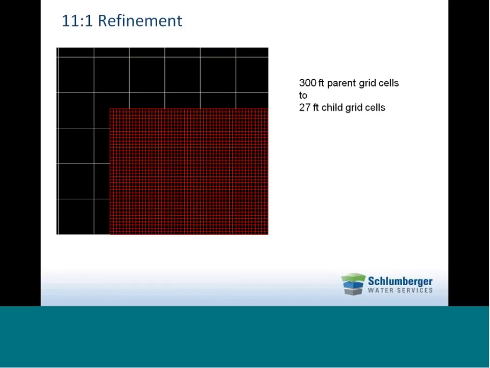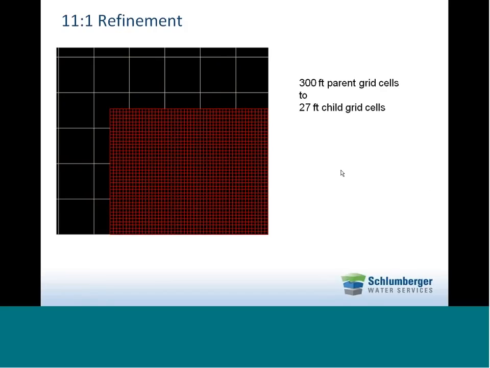Another illustration shows what the child grid looks like if you use 11-to-1 child grid refinement. Essentially, you can go down from 300-foot grid cell dimensions in your regional model or your parent grid, right down to 27 feet or approximately 30-foot child grid cells. You don't need to have a transitional area where you go through gradual cell size changes.